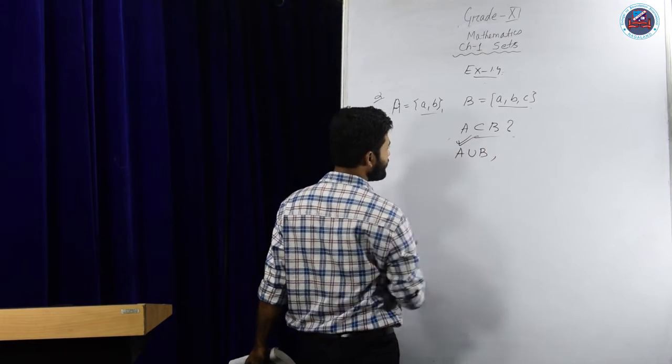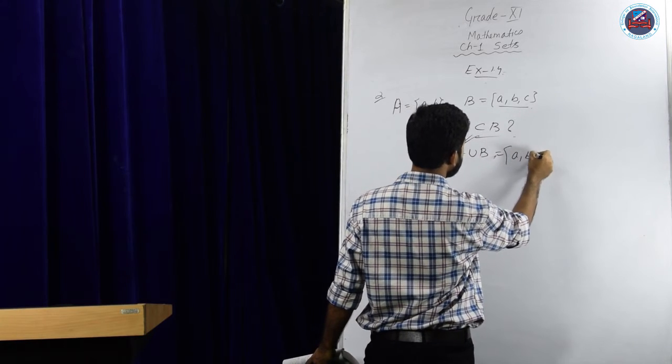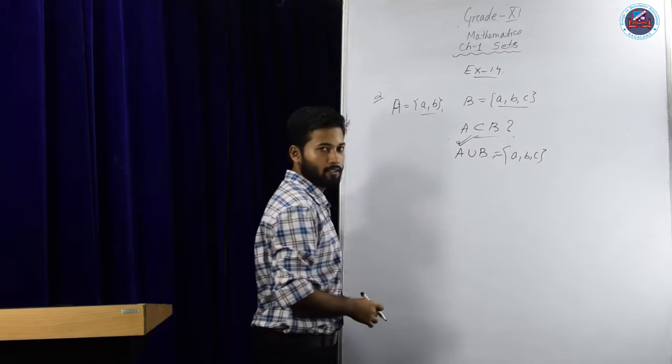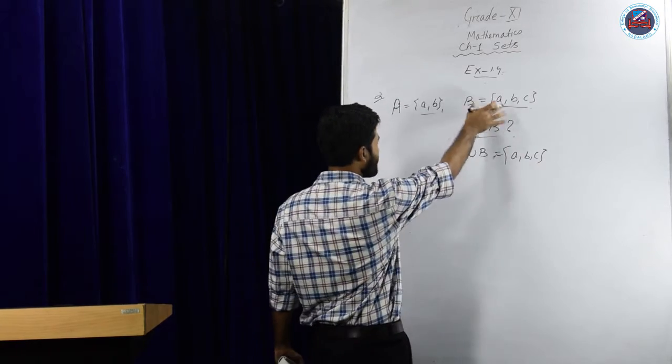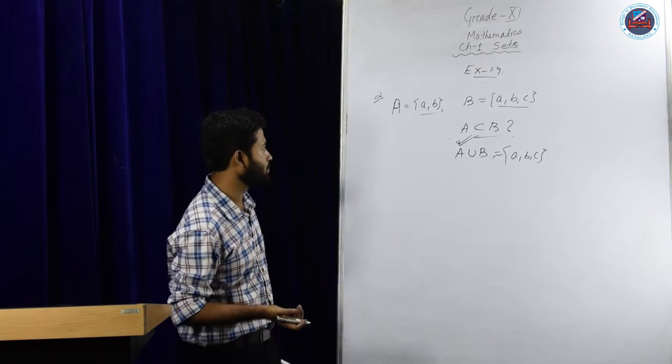What is A union B? A union B will be A, B, C, because A, B is already there and C is there. Okay? So from this example, what can we say? What is the specific thing we can say from this example?